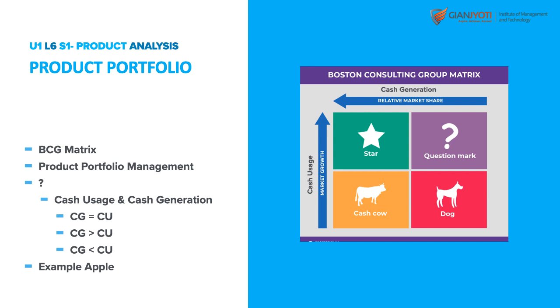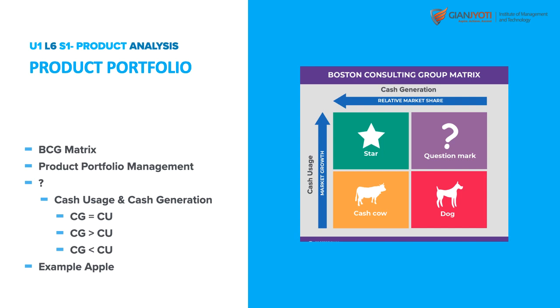Now, the second question I would like to ask you is, these are the four boxes. For each box, you have to put whether CG, which is cash generation, is equal to cash usage, and which are the boxes where the cash generation is more than cash usage, and which are the boxes where the cash generation is less than cash usage. I give you some time. You can note it down in the boxes that you have drawn in your notebook.